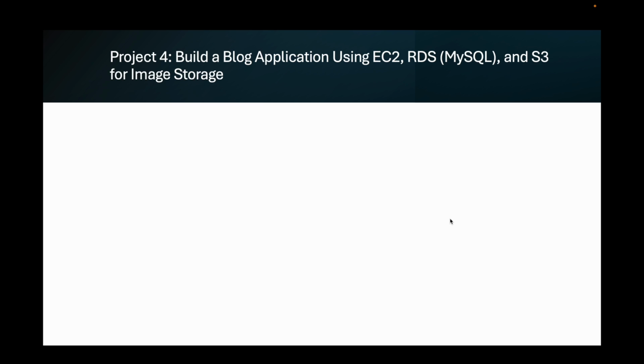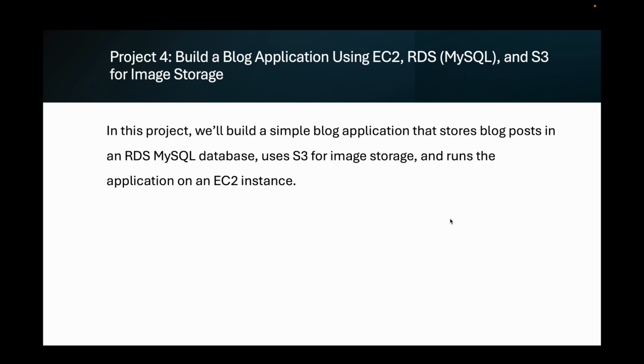Project 4. Build a blog application using EC2, RDS MySQL, and S3 for image storage. In this project, we'll build a simple blog application that stores blog posts in an RDS MySQL database, uses S3 for image storage, and runs the application on an EC2 instance. So it's a little bit more complicated than what we did in the hands-on.